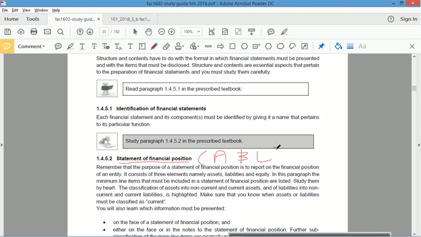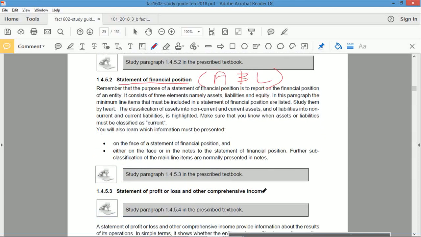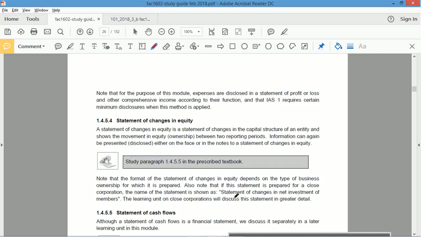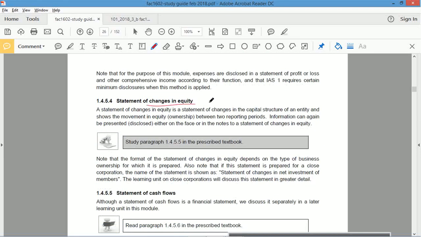All I would do here is maybe just add that this has assets and liabilities. And then the other one has income and expenses. And then you've got owner's equity, which is the changes in equity. That one has capital and drawings with profit or loss. Because who's entitled to the profit? The members or the owners.